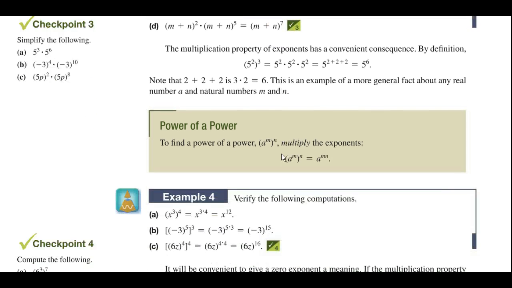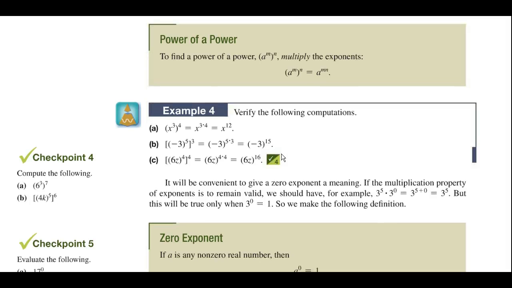Now, another rule we have that is sometimes confusing for students is what we call the power rule. Now, the power rule, we have, let's say, a to the m, but now we have parentheses around that, and then what's in parentheses we now raise to a power. Here, we don't add them, we actually multiply them. And no sign between them implies multiplication.